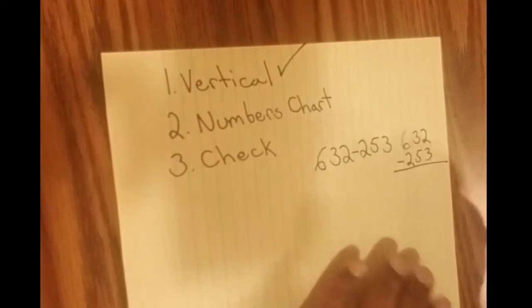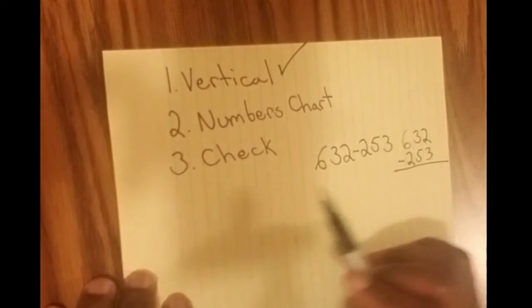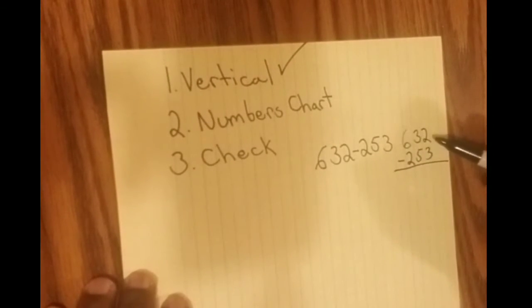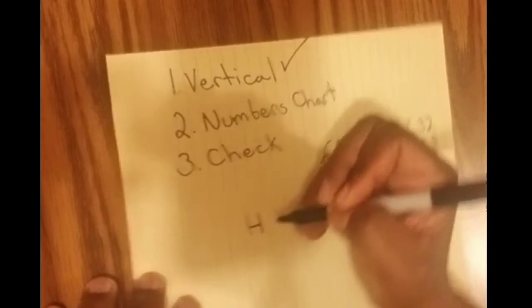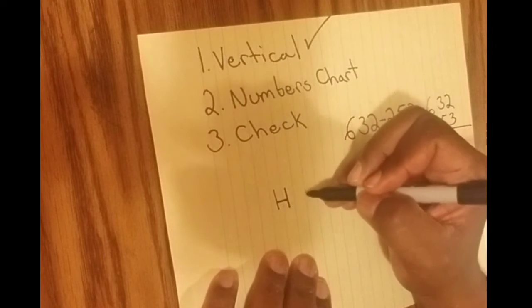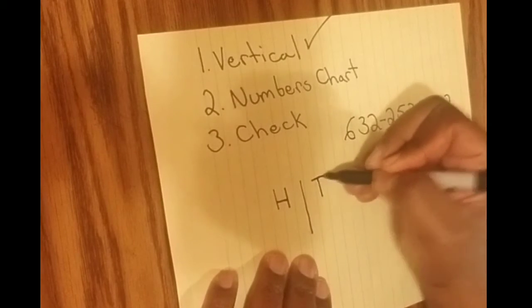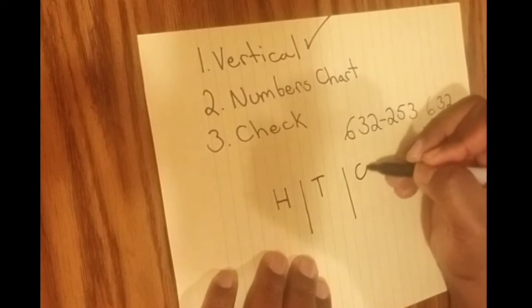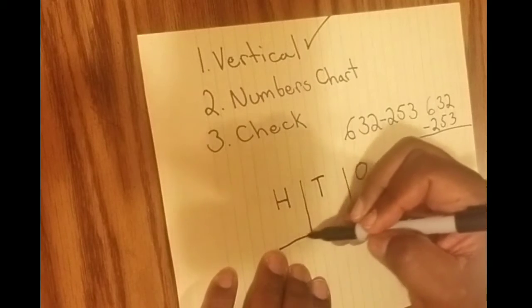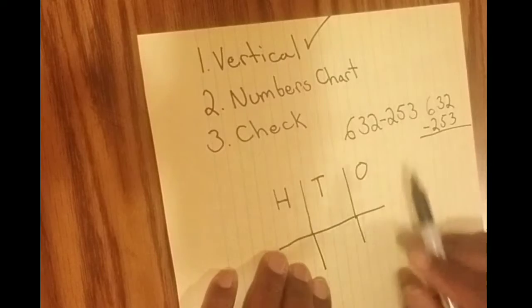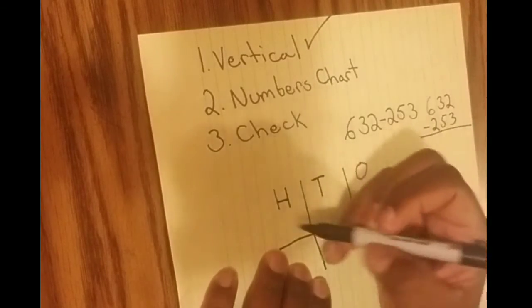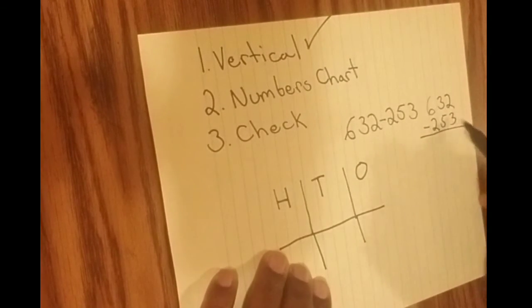Got it. Next up, we're going to create a numbers chart for the hundreds, tens, and ones. So I'll simply go over here: hundreds, tens, and ones. And then I'll draw a line to separate my top number from my bottom number. My top number, again, is 632. And then my bottom number is 253.